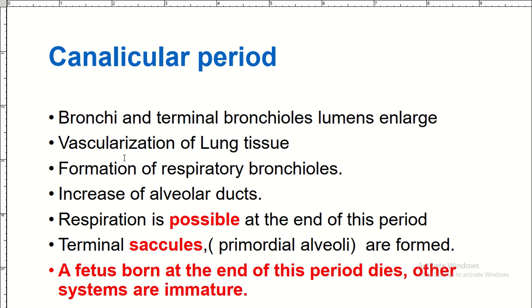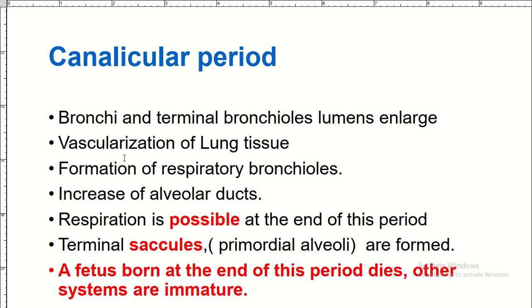Right. The canalicular period. Now, when you are at the canalicular period, you now have the bronchi, your terminal bronchi. They are now further dividing into what are called respiratory bronchi. So there is a formation of respiratory bronchi. That is the most important thing. You understand? They are called the respiratory bronchi because each respiratory bronchus is going to have about 3 alveolar sacs. So therefore gaseous exchange is now possible.